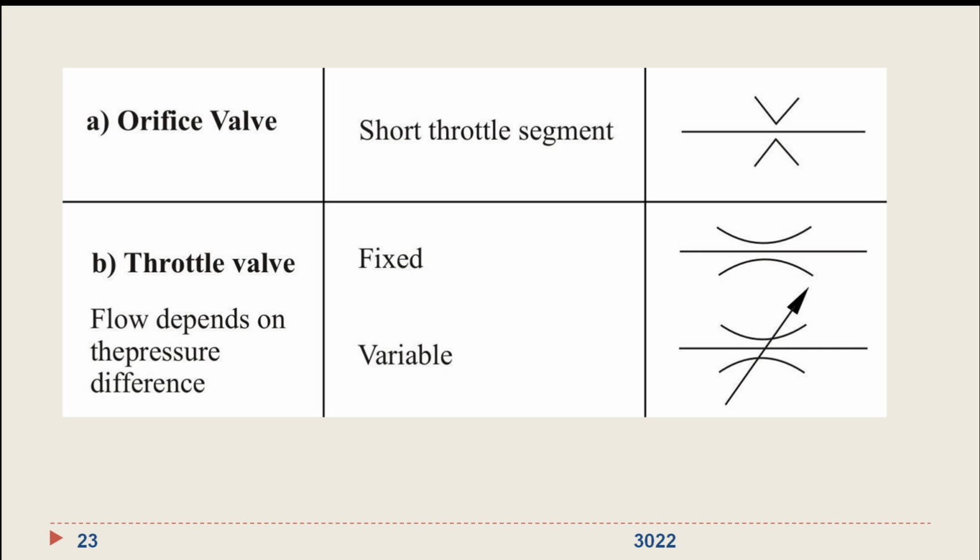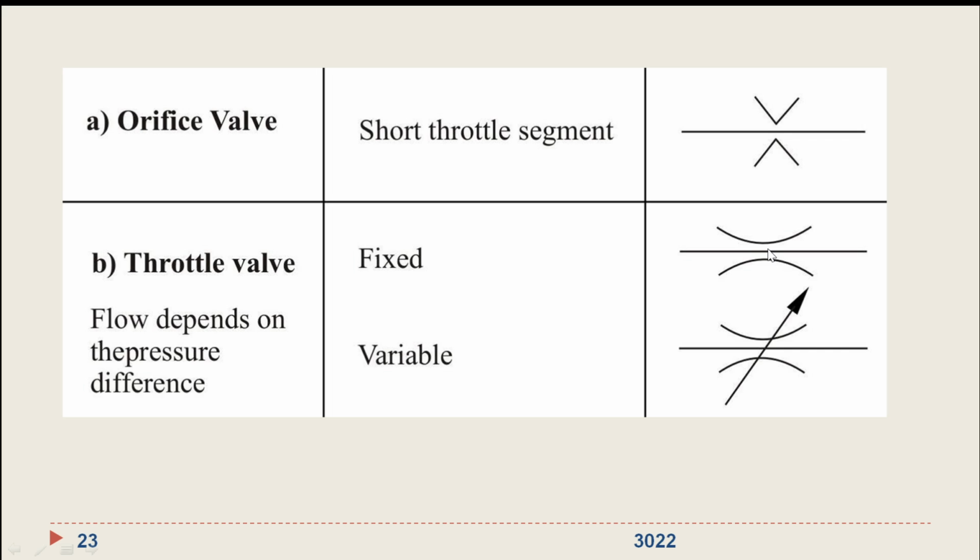Orifice meter you have seen in the lab. So that is represented like this. There is a line, fluid line, and two arrows, so that there is to show there is an orifice valve. Then throttle valve, there are two types of throttle valve, fixed and variable. Variable is always shown with an arrow here, like this. And fixed throttle valve is like this.